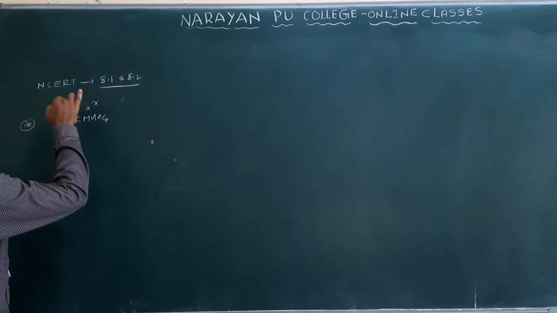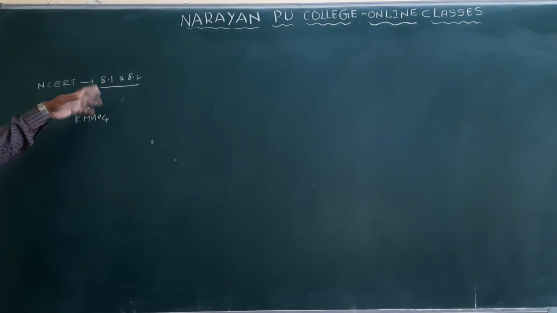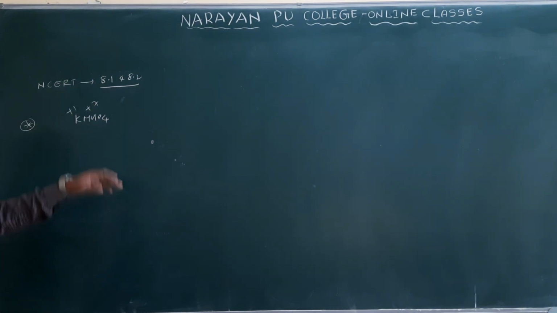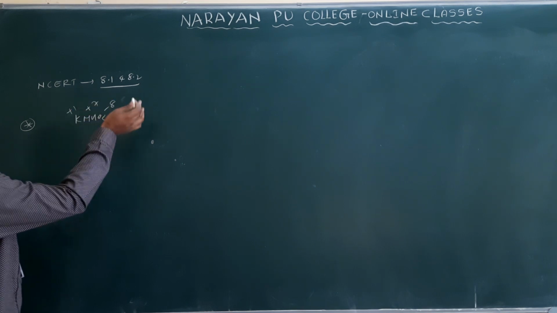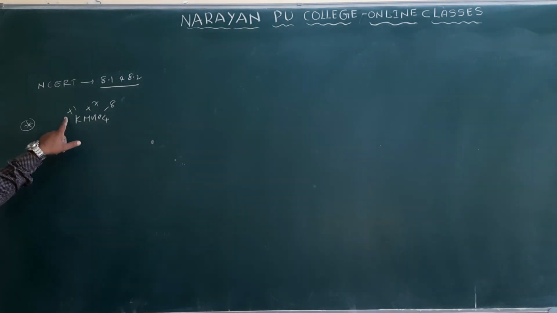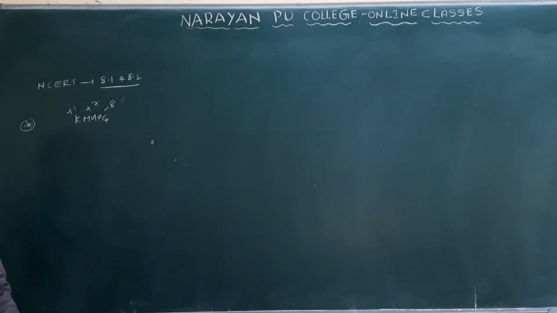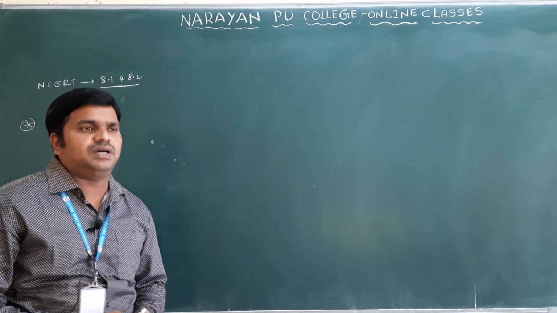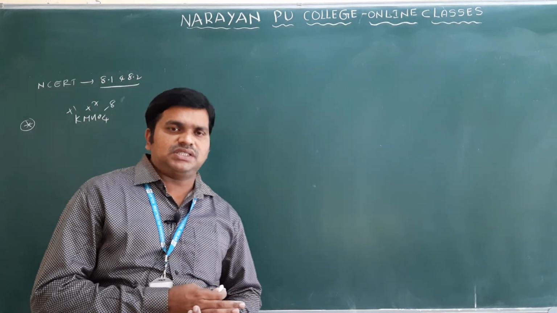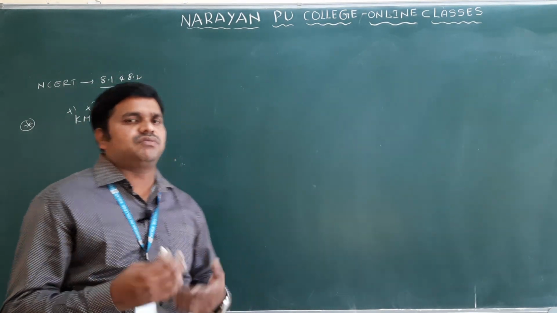Manganese is plus 7, potassium is plus 1. How many oxygens do we have? 4 oxygens, 4 into minus 2, minus 8 only. If we add all the elements, plus 1 plus 7 is 8, and 8 minus 8 is 0 only. Means, if you want to find out the oxidation number, the positive charges are balanced by the same amount of negative charges.